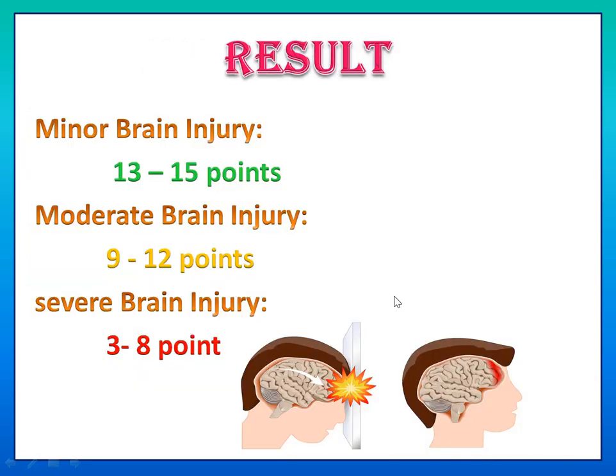Now you should sum up all the scores of each response. The minimum score is 3 and the maximum score is 15. If the score is between 13 to 15, then the patient is affected with minor brain injury. If the score is 9 to 12, the patient is affected with moderate brain injury. Or if the score is 3 to 8, then the patient is affected with severe brain injury.